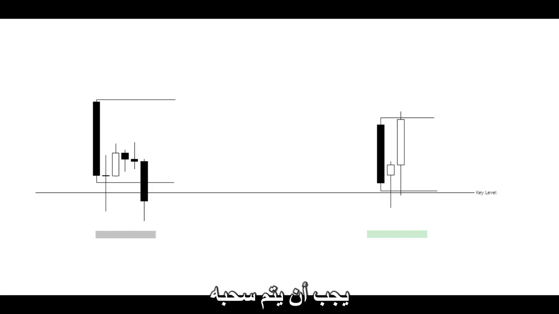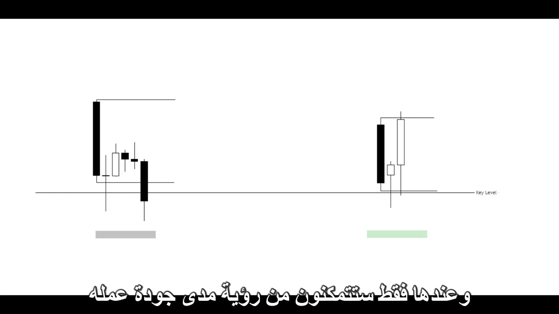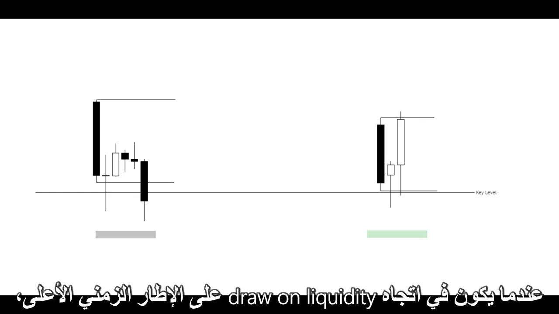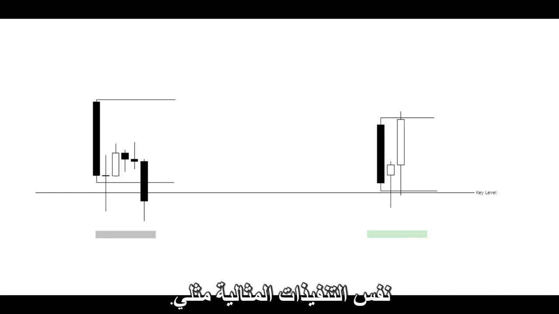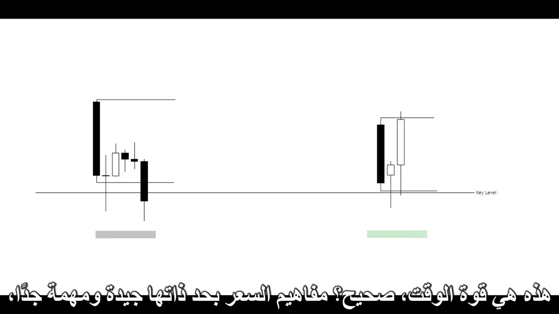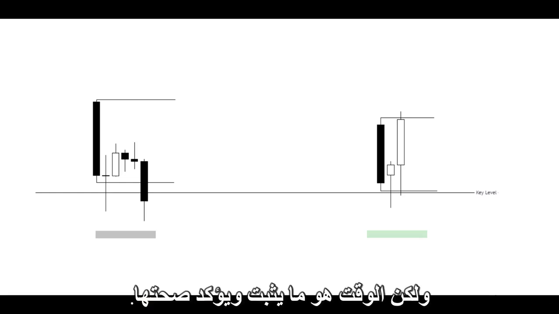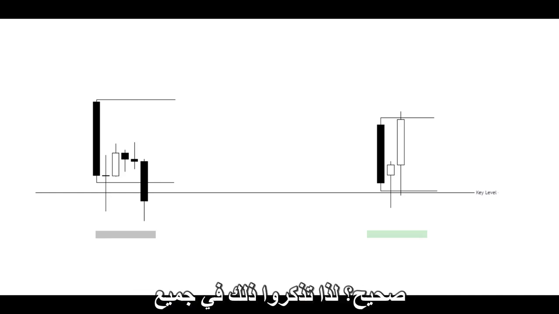but still, for it to work the best, it has to be purged and formed at a key time, and only then you'll be able to see how good it works when it's in the direction of the high time frame drawn liquidity, right? And you'll be able to catch the same executions as perfect traders like me. That's the power of time, right? Price concepts in themselves are really good and important, but time is what validates and confirms their validity, right? So remember that at all times.